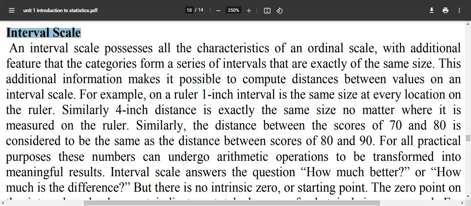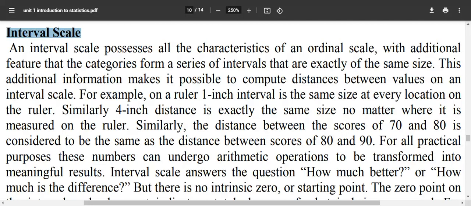क्या होते हैं? Categorize form a series of intervals, ये एक series of intervals के लिहाज से categorize करते हैं that are exactly the same size. This additional information makes it possible to compute distance between values on an interval scale. For example, on a ruler, a 1 inch interval is the same size at every location of the ruler. Similarly, a 4-inch distance is exactly the same size no matter where it is made on the ruler. Similarly, the distance between the score of 70 to 80 is considered to be the same as the distance between the score of 80 to 90.